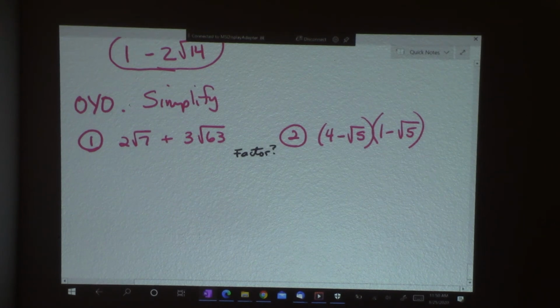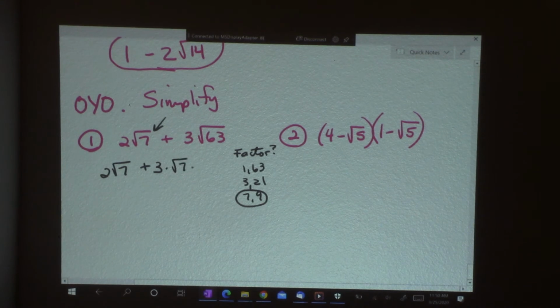Well, let's list the factors of 63. 7, I cannot, so I've got 1 and 63, 2 doesn't go in, 3 and 21, 4, 5, 6, 7 and 9. Aha! I just found a perfect square right there. So I'm going to write this down, carry it along, and then I'm going to have 3 times the square root of 7 times the square root of 9.